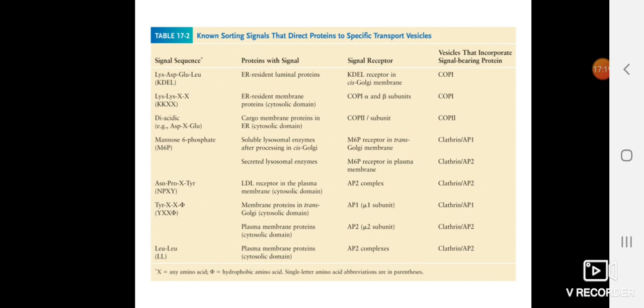In the next coming videos, I'll be explaining how these formed vesicles are going to be involved in fusion, and thereby they are going to help in the mobilization of particular targets into specific destinations. Okay, thank you, and all the best.